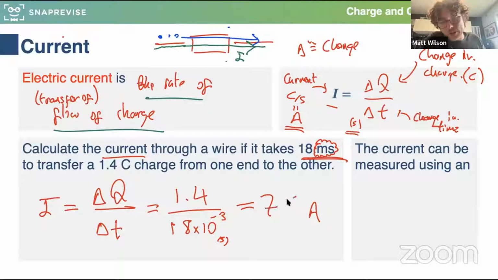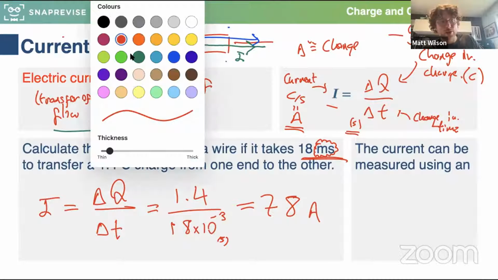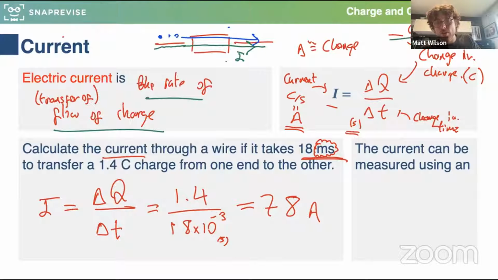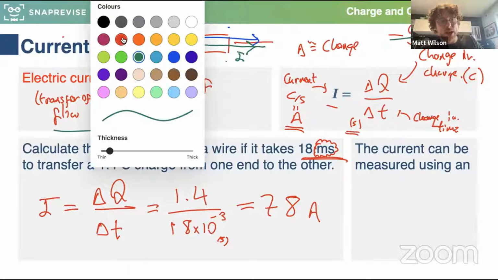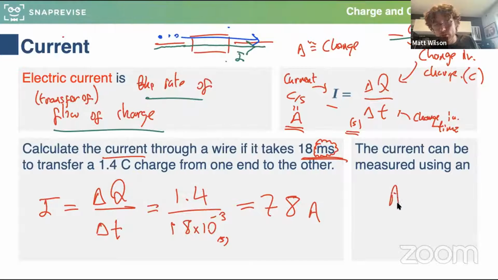Now if we do it, we'll get 78 amps, and we'll get the right answer. Finally, we mentioned this before, so I won't ask you again. The piece of equipment that you can use in a circuit to measure the current that is flowing through the circuit is called an ammeter. And we can just draw it as a circle with an A in it.